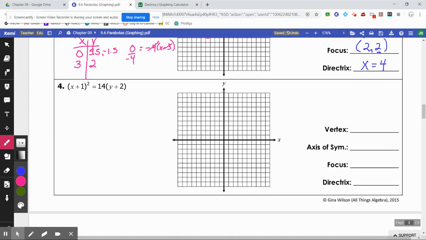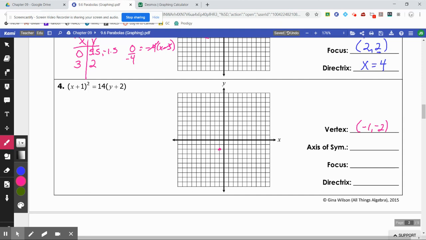Number 4. Again, you can go ahead and get all your transformations for your vertex. That's going to be the stuff inside the parentheses with your x and y. If it's inside parentheses, it's backwards from what you would think. So -1, -2 automatically is going to be your vertex. There it is.